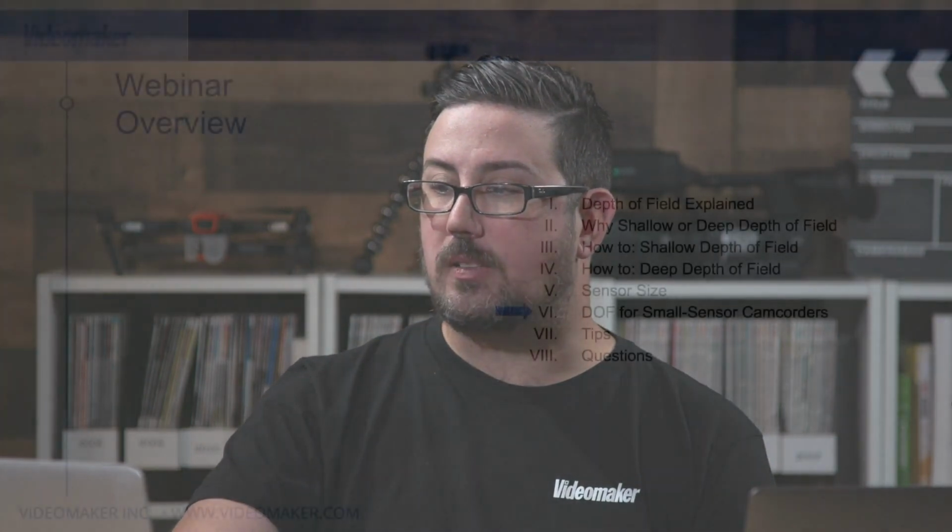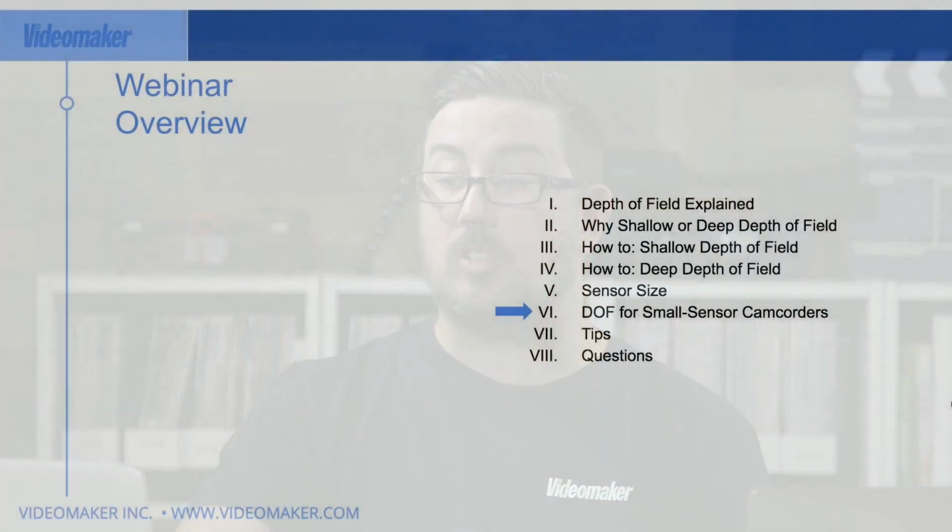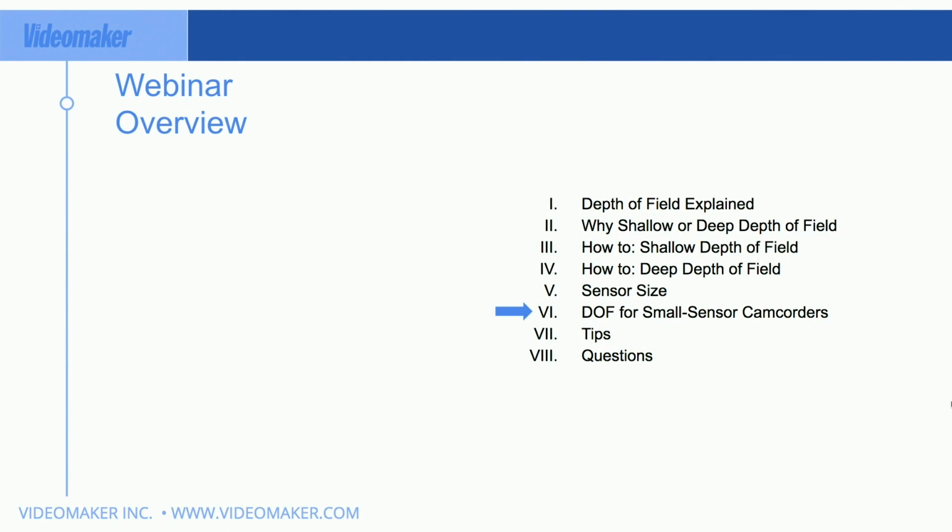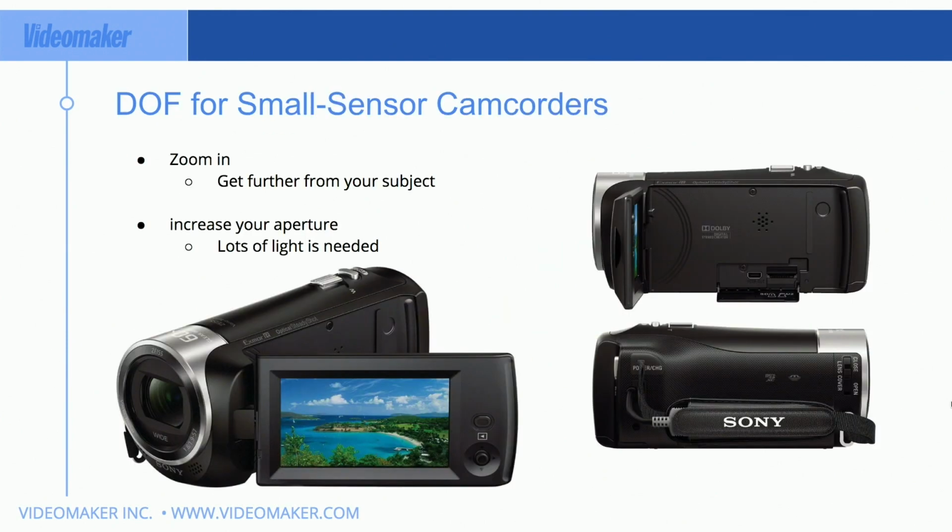Okay, so now let's jump into the depth of field for small sensor camcorders. So if you're shooting on a camcorder, here's some ways to deal with that. Use space compression to your advantage. Because you can't get a shallow depth of field from your camcorder, instead, use space compression to make it seem like you have a shallower depth of field. So zoom in and get further from your subject. And increase your light because you're going to need a lot of light. So increase it as much as you can there.